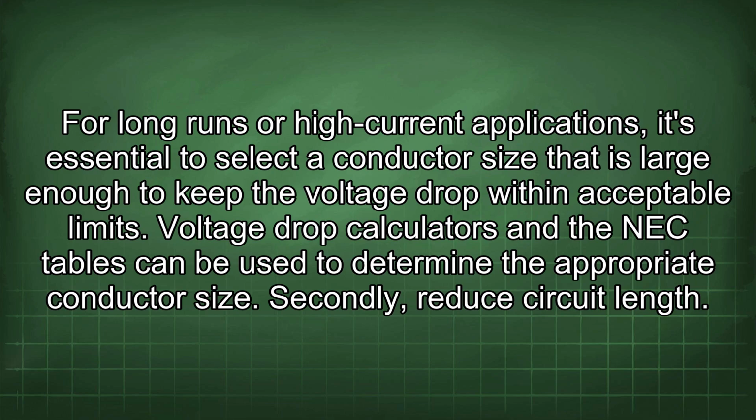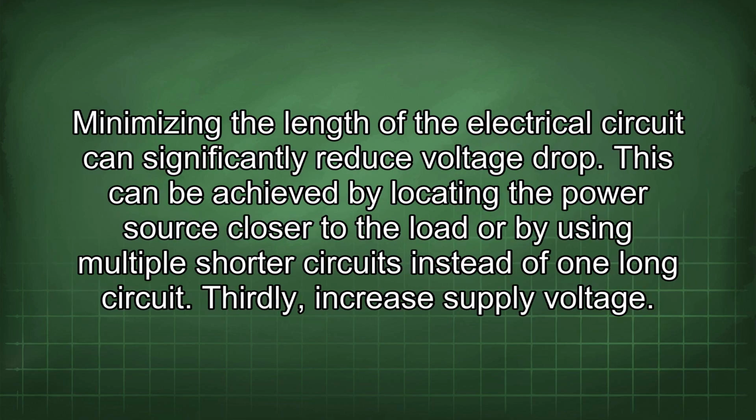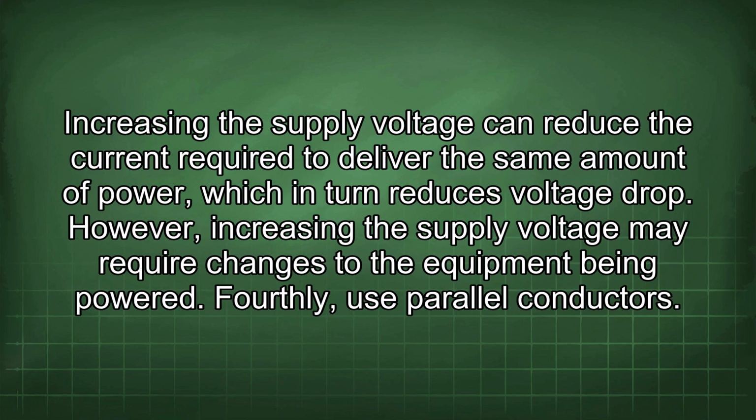Secondly, reduce circuit length. Minimizing the length of the electrical circuit can significantly reduce voltage drop. This can be achieved by locating the power source closer to the load or by using multiple shorter circuits instead of one long circuit. Thirdly, increase supply voltage. Increasing the supply voltage can reduce the current required to deliver the same amount of power, which in turn reduces voltage drop. However, increasing the supply voltage may require changes to the equipment being powered.